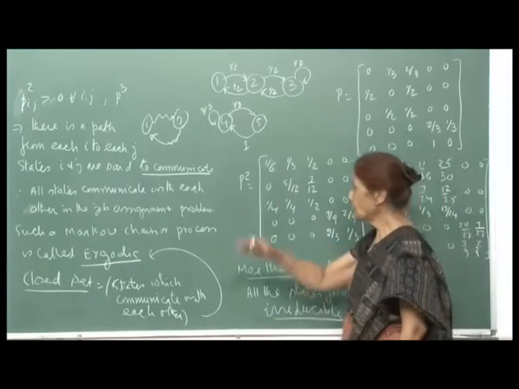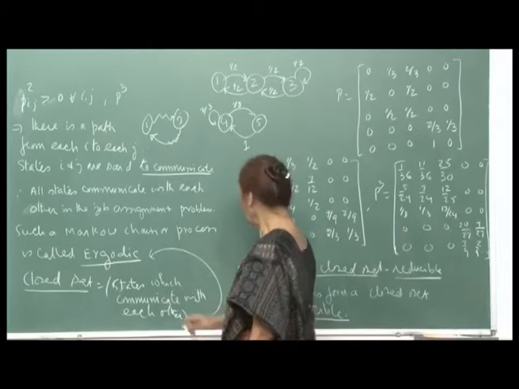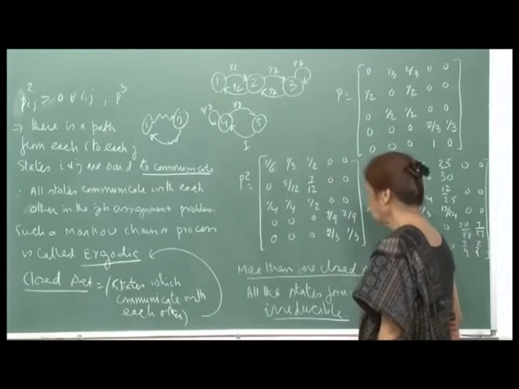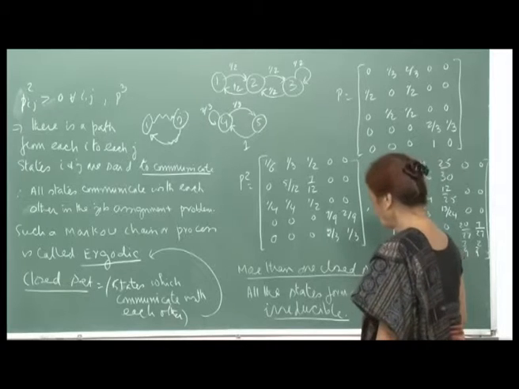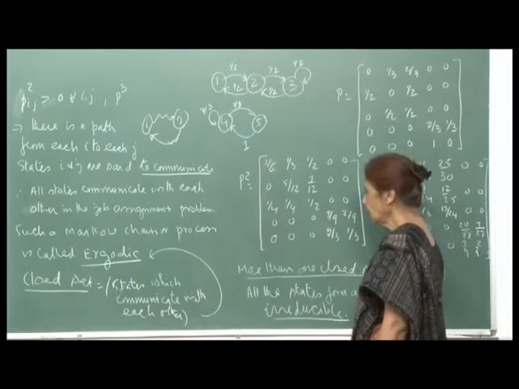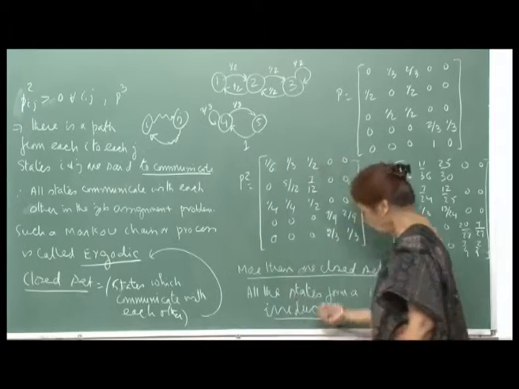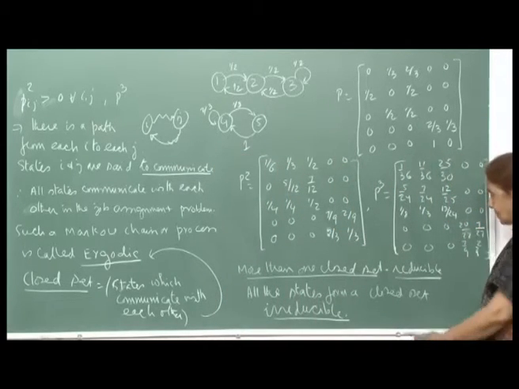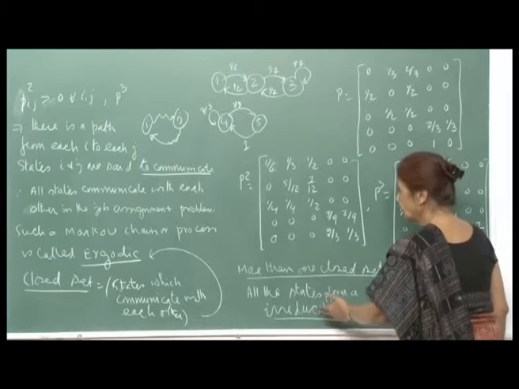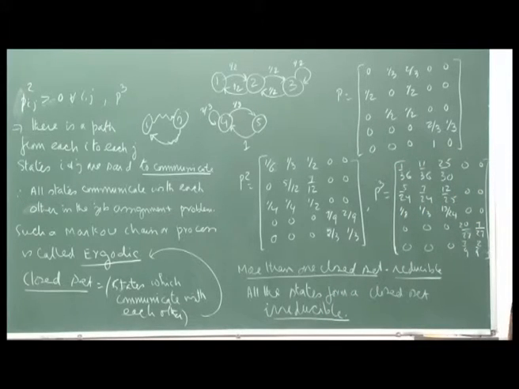So, what we have been talking about so far has been an irreducible chain, and irreducible means that all states will communicate with each other, and therefore, it will also be ergodic. But again, even this classification is not enough, we need to go further, so let us continue the discussion.